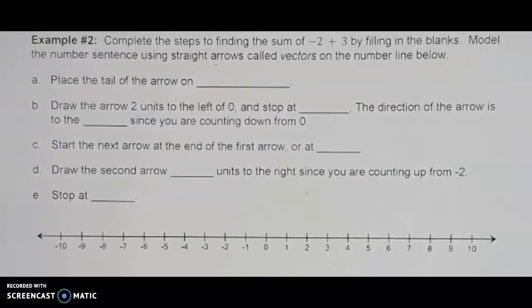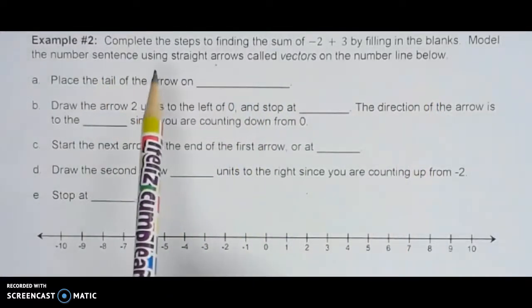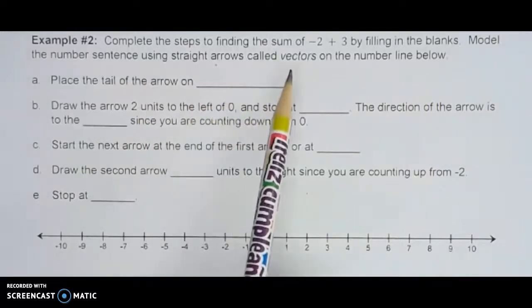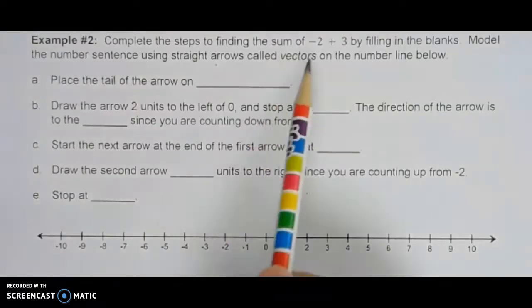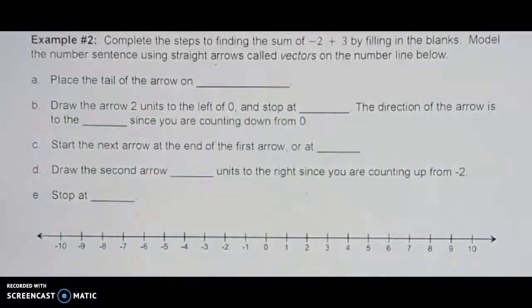In example 2, we're going to complete the steps to finding the sum of negative 2 plus 3 by filling in the blanks to these questions here. We're going to model the number sentence by using straight arrows, which we call vectors, on this number line. So we're going to repeat the process from example 1. This time, though, it's for the question negative 2 plus 3.